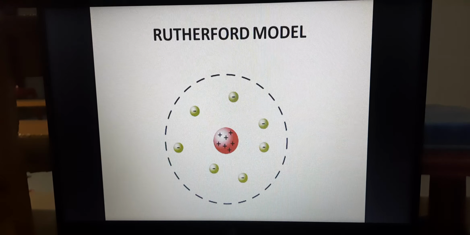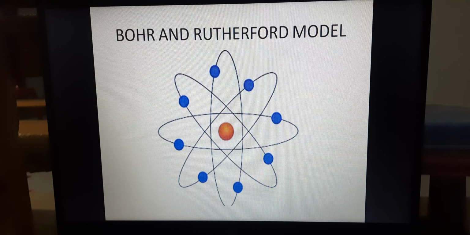in their path. So just you see Rutherford's model, he has told all the positively charged particles are present in the nucleus, which is in the middle, and negatively charged particles are rotating or traveling in between the area of the nucleus and the circumference. Then Rutherford and Bohr, both of them have modified it.